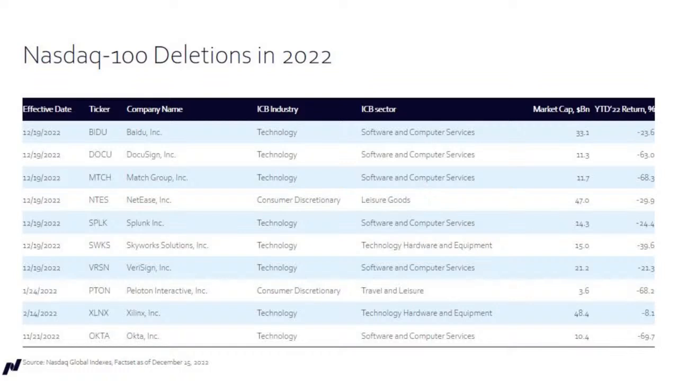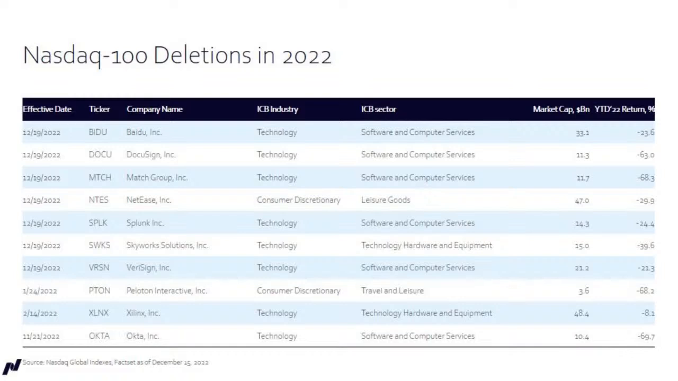Splunk, not too bad, but that was one of the smaller names coming into the index this year. So now it is no longer large enough to remain. And then you've got a couple Chinese ADRs on here with NetEase and Baidu. Those are not down quite as much year to date either, but also were among the smaller names heading into this recon. You can see a few of the other deletions here: Skyworks, VeriSign, some of your older tech names.